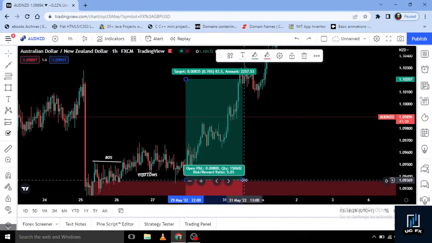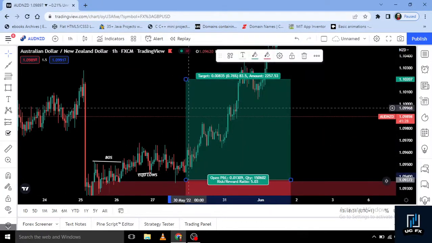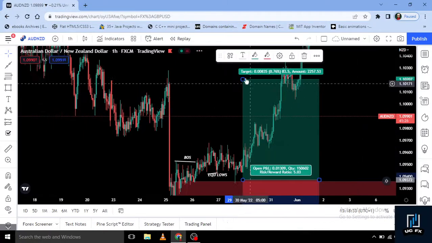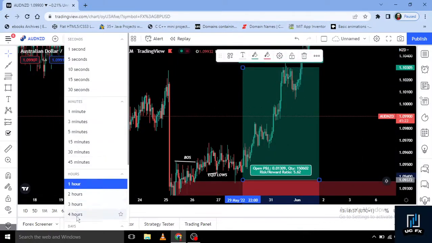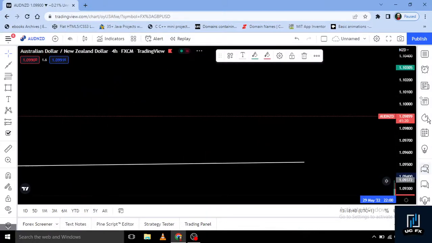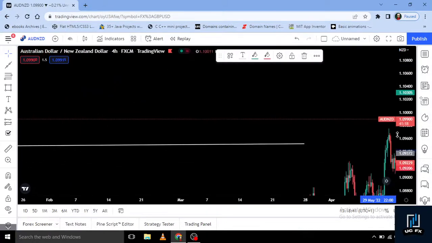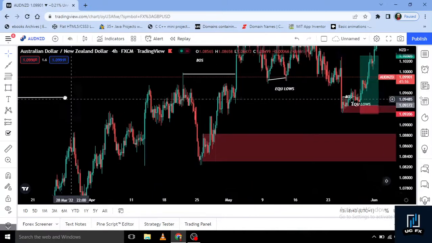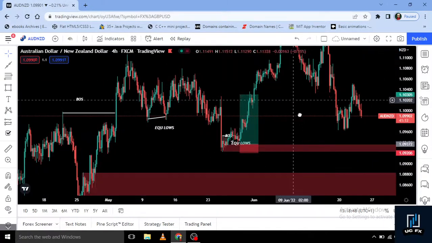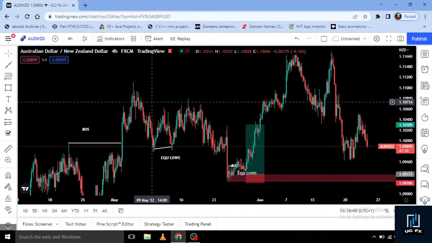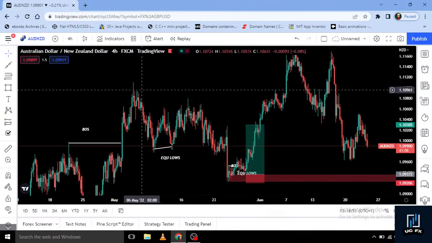And targeting all the way up. You'll see. Let's go. Let's check on the 4-hour time frame. So your TP will be targeting the next order block. There's the next bearish order block. As you can see, we have another block here.